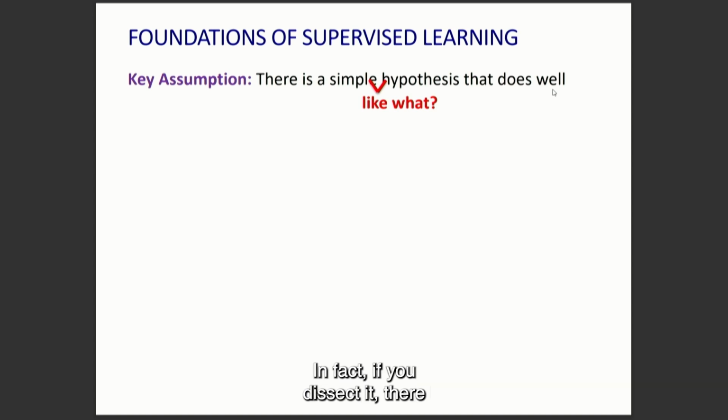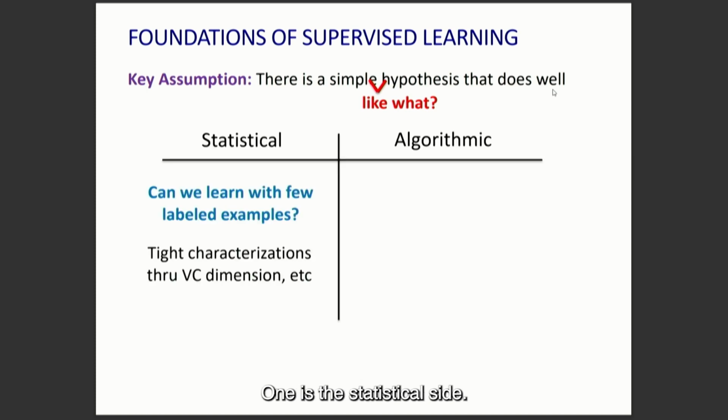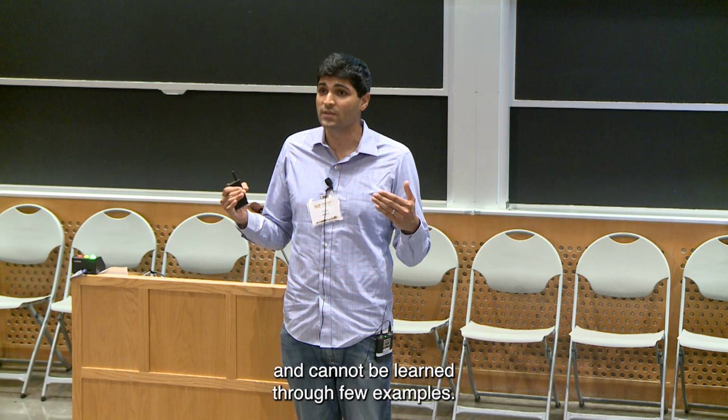In fact, if you dissect it, there are really two components to a theory of learning. One is the statistical side. We want classes of functions where we can learn them efficiently using just a few labeled examples. Is it possible to learn these functions without just memorizing all of the values they take? And the good news is that we have a very well-developed statistical theory of when it's possible. We have things like the VC dimension, the fat-shattering dimension, that give us tight characterizations of what classes of functions can and cannot be learned through few examples.